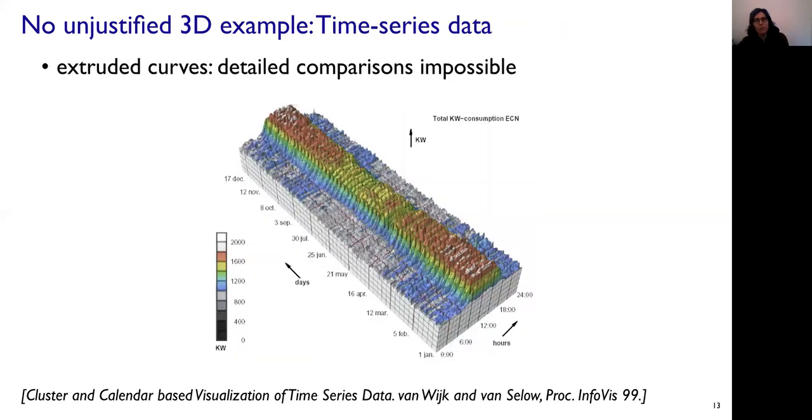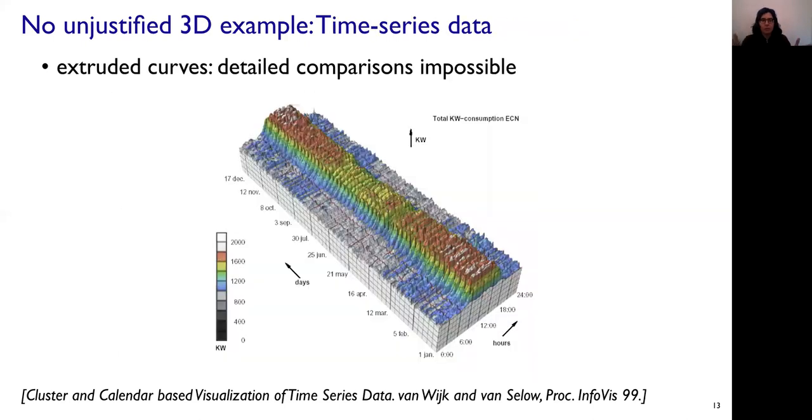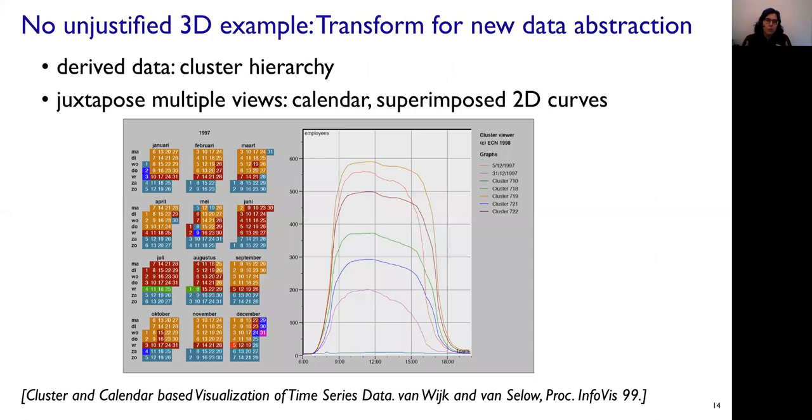What I want people to be thinking about is, could you have seen this in the other view? There's no hope that you would ever notice something like that in this extruded three-dimensional view. So by doing something more sophisticated, where you don't just take the data that you're given and say, but all I've got left is 3D, you could derive new data, you have this cluster hierarchy, and then you can think carefully about how to use, for example, multiple views with linking through color, because this is not even interactive, this is static.